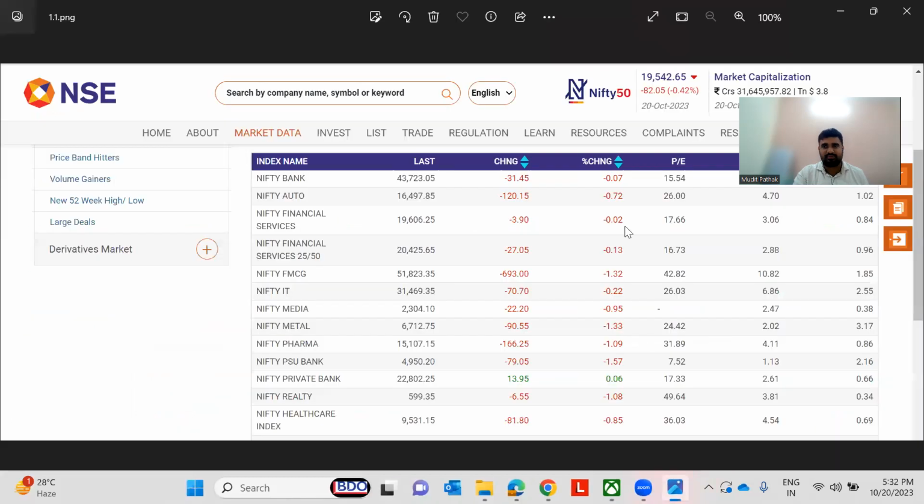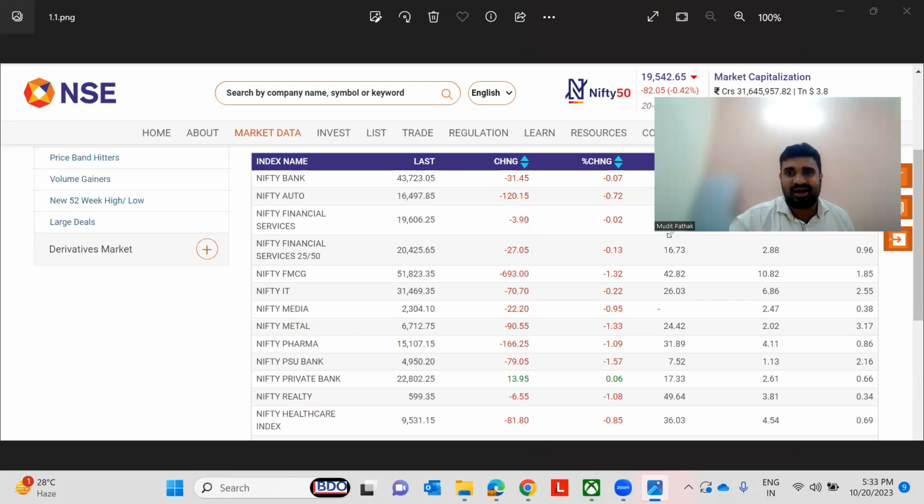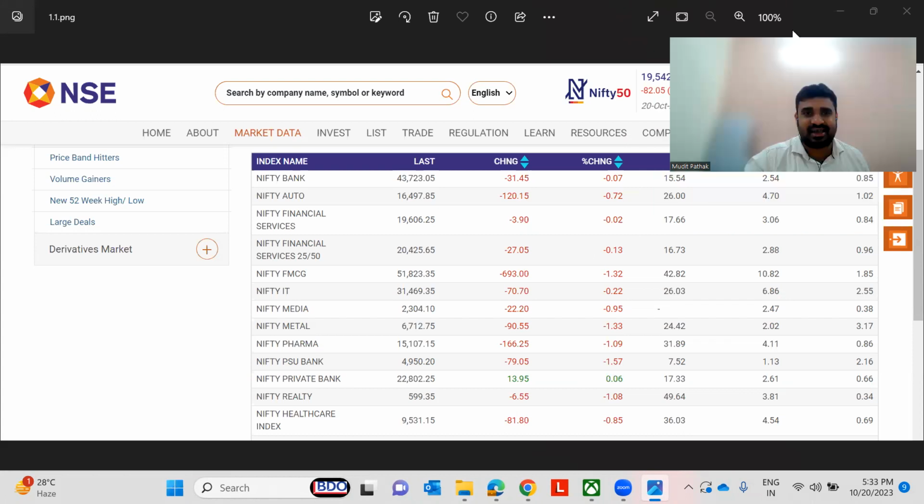So exactly, now you can see this is Nifty. So there are different sectors which Nifty has listed. So exactly, what is a sector? So sector is basically a sector of economy we are talking about. In economy there are different sectors, and we can see that in this NSE website, you can see there are a lot of sectors created.